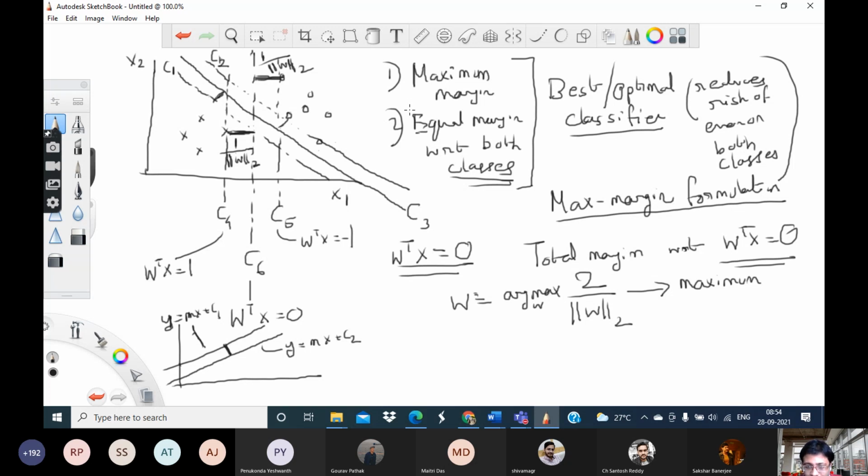Now, I can also write this as follows. Instead of writing argmax of W, I write it as argmin of W by taking its reciprocal. If this is maximized, obviously this will be minimized, no doubt about it. And now I also do one more trick. I put a square here. Instead of just considering the L2 norm of W, I now consider the squared L2 norm of W, just as I had done in case of ridge regression.